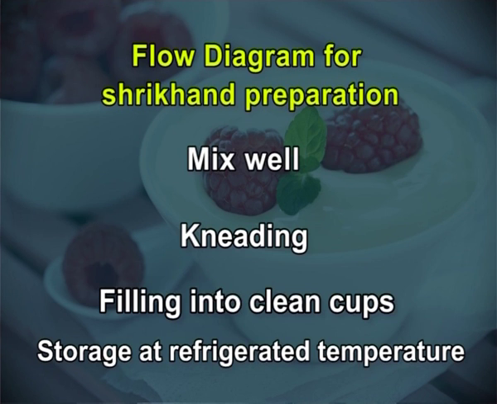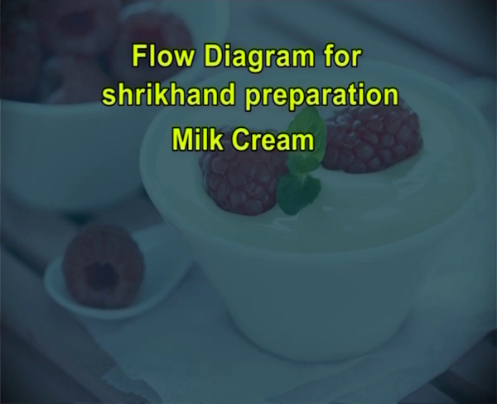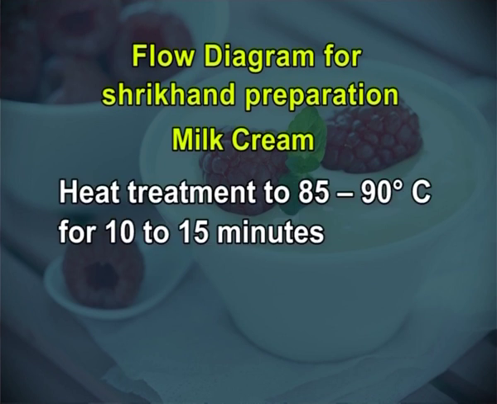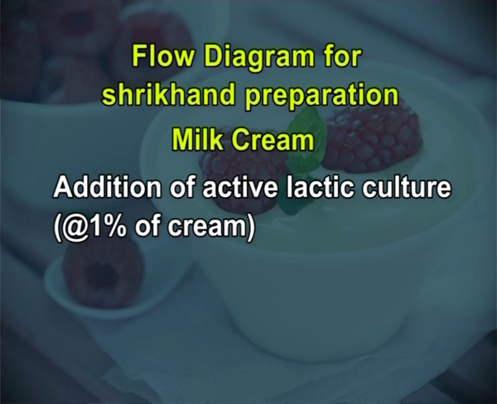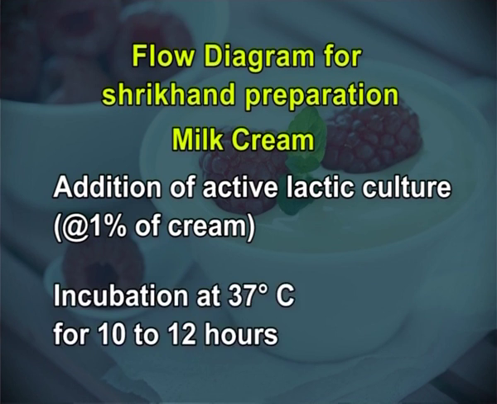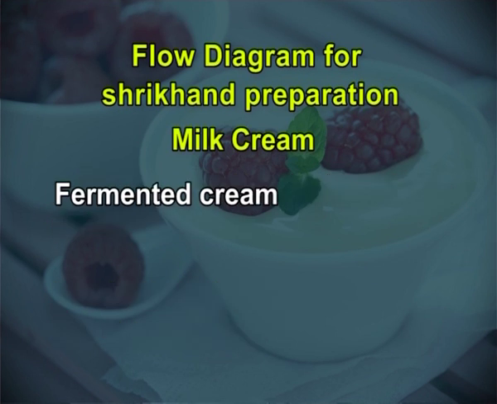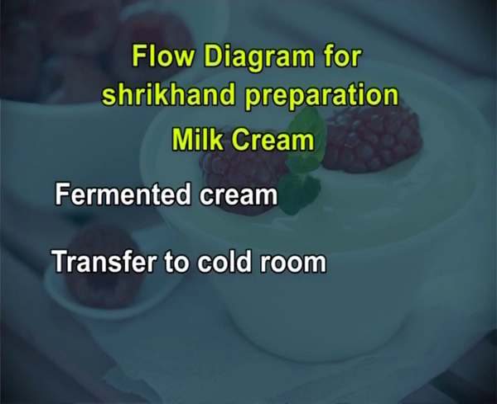Storage at refrigerated temperature. Next, milk cream. Heat treatment to 85 to 90 degrees centigrade for 10 to 15 minutes. Cool to room temperature. Addition of active lactic culture at 1% of cream. Incubation at 37 degrees centigrade for 10 to 12 hours. Fermented cream. Transfer to cold room.